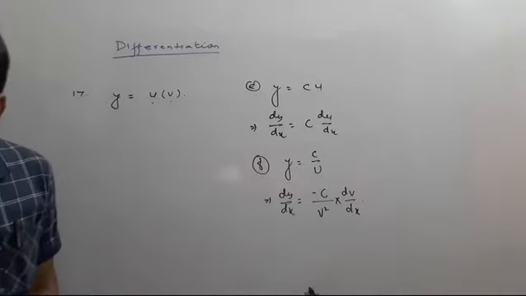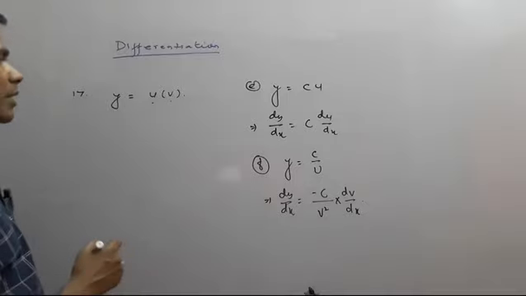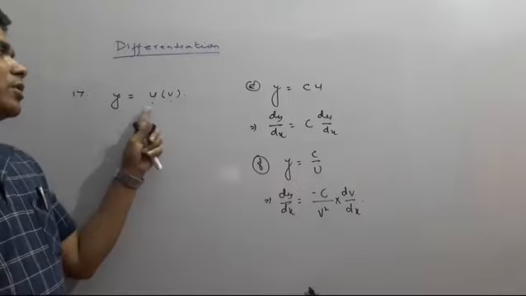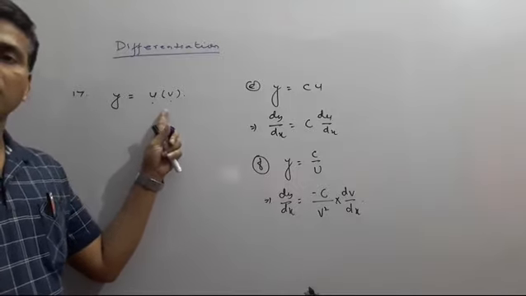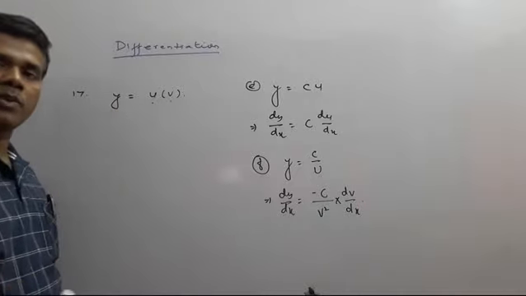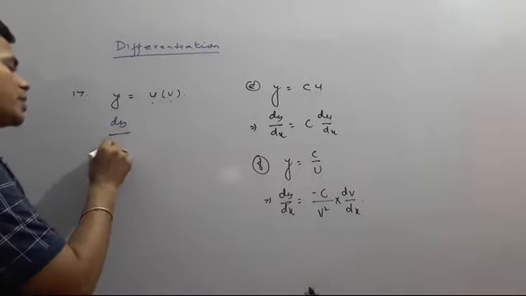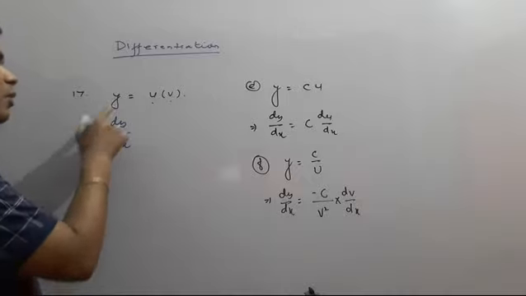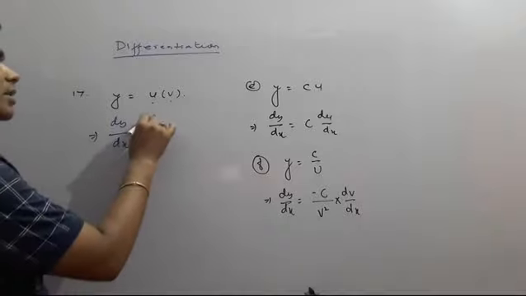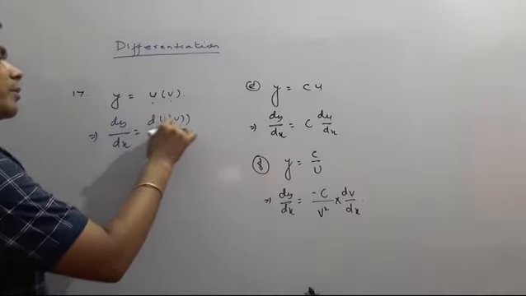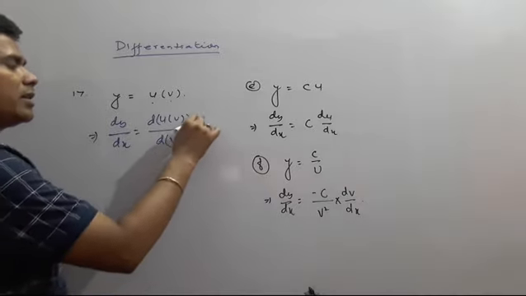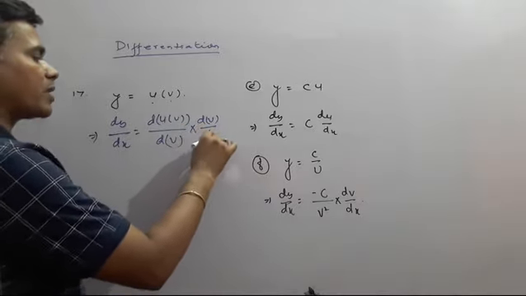It means u and v are connected with composite operation or composite functions. So for these types of functions, what will you have to do? My question again: y depends upon u, u depends upon v, v depends upon x. So y at last depends upon x. If you want to differentiate, you will have to differentiate y with respect to x. So differentiation of y with respect to x is differentiation of u of v with respect to v, and differentiation of v with respect to x.